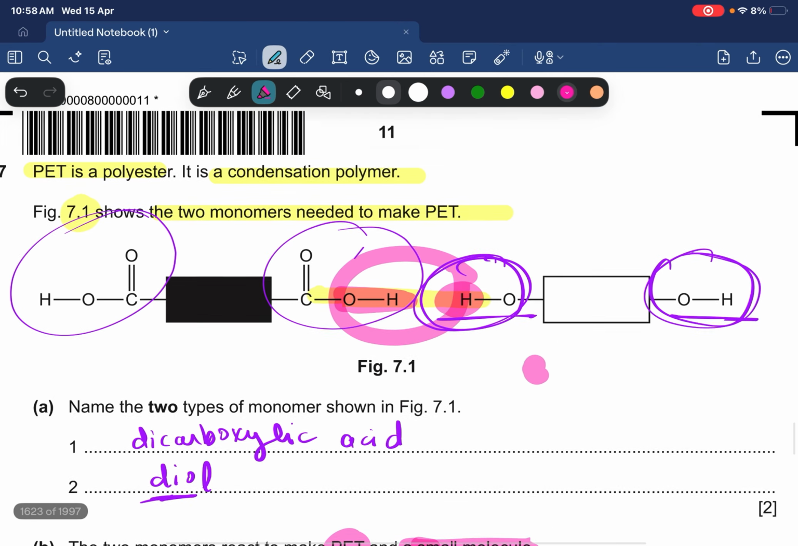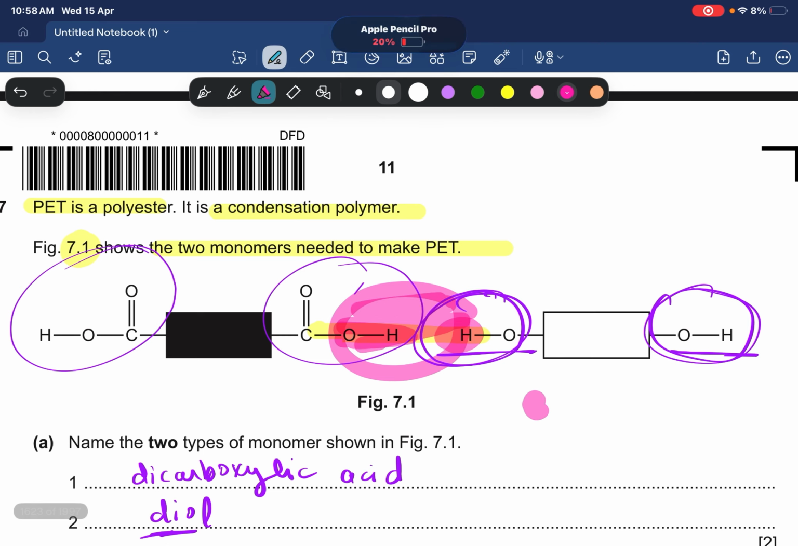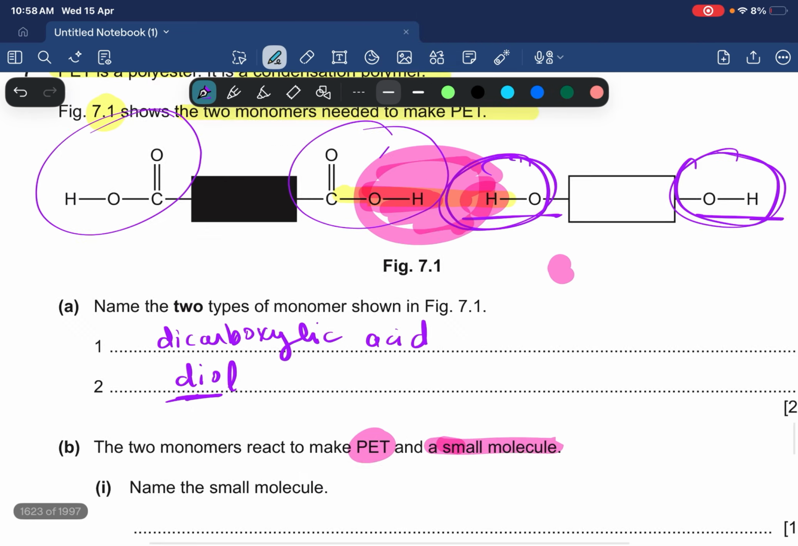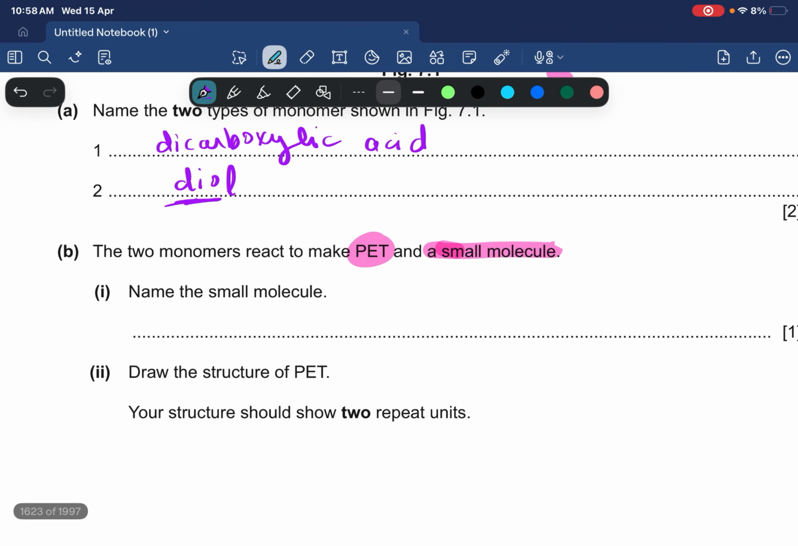What is that small molecule? I told you, water is going to be released. So, name the small molecule. Water. Very good question. Draw the structure of PET. Your structure should include 2 repeat units.